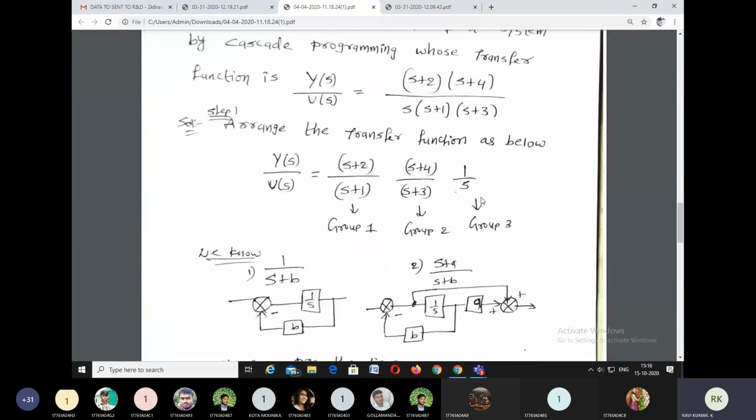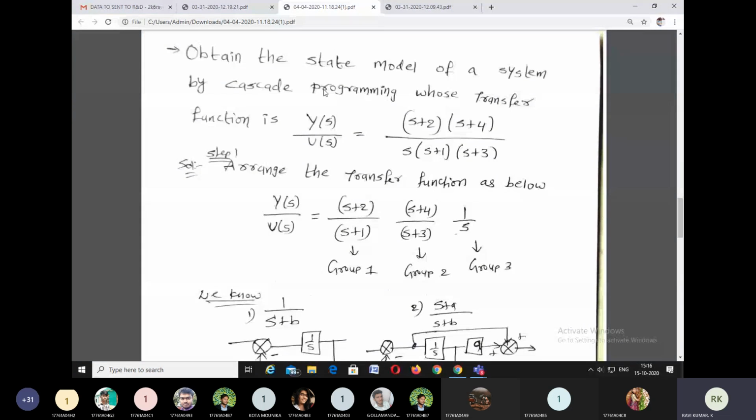Okay, no problem. We'll see this one. See, in the cascade programming form, what we are doing is we are going to split this one, right? So that is the transformation split into 1 by s multiplied with s plus 4 by s plus 3 into s plus 2 by s plus 1. Like that, we are going to split into groups, group 1, group 2, and group 3.